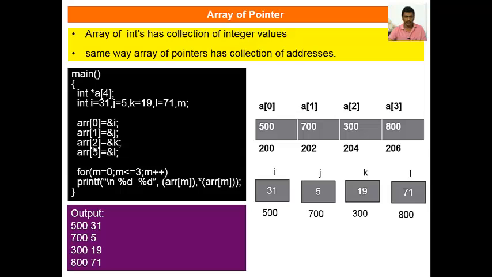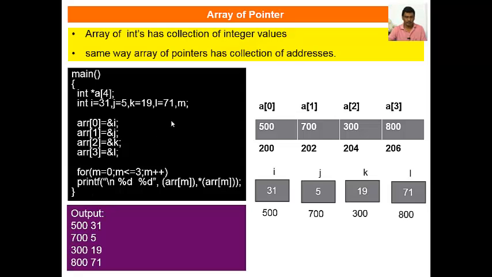In this line, ar of 0 equals address of i. There are 0th location, first location, second, third. Each location is capable of storing the address of an integer variable. So here we assign the address of i. i is an integer variable, and we assign the address of i. What is the address of i? 500. 500 is assigned to ar of 0. The address of j, that is 700, is assigned to ar of 1. The address of k, 300, is assigned to ar of 2. The address of l, 800, is assigned to ar of 3. That is 500, 700, 300, 800.